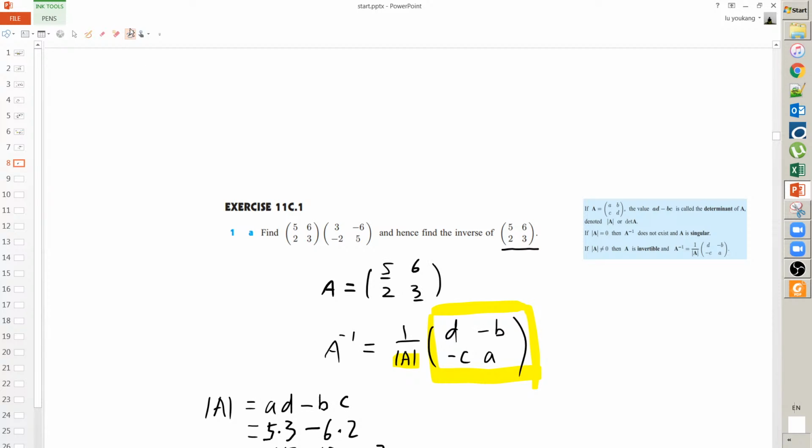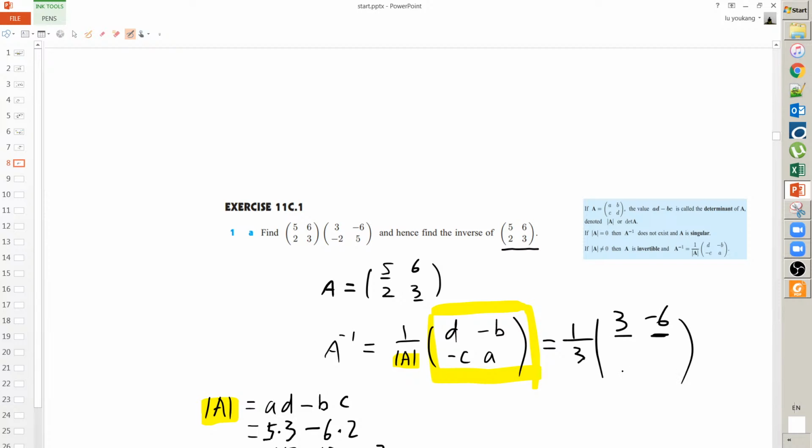Okay? So remember, over here there is a modulus sign, but on the right hand side, AD minus BC, you don't need to put the modulus sign over there. Remember it. So basically the answer is 3. So now you just need to sub in your 1 over determinant A, which is 3. And then D should be here. So what's your D? Your D is 3, right? So you write 3 here. Your next blank is minus B. So B is 6. Minus B is minus 6.